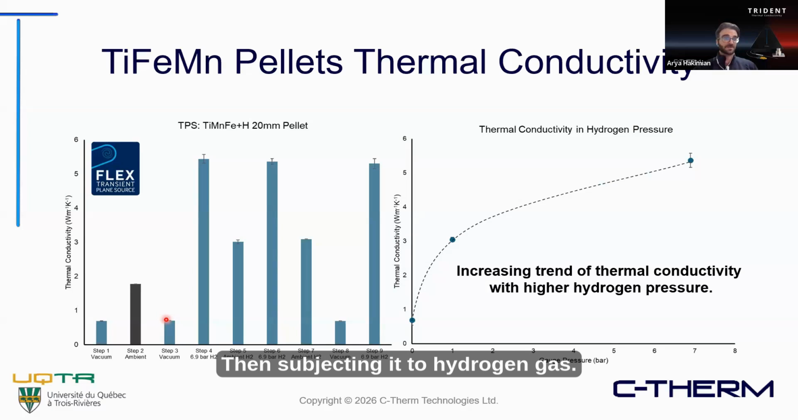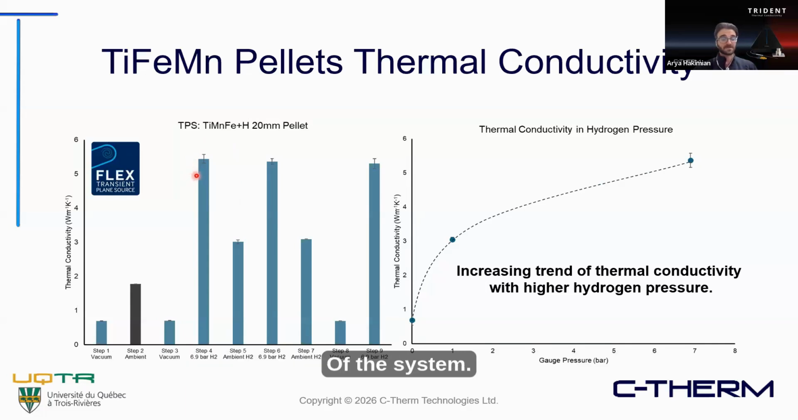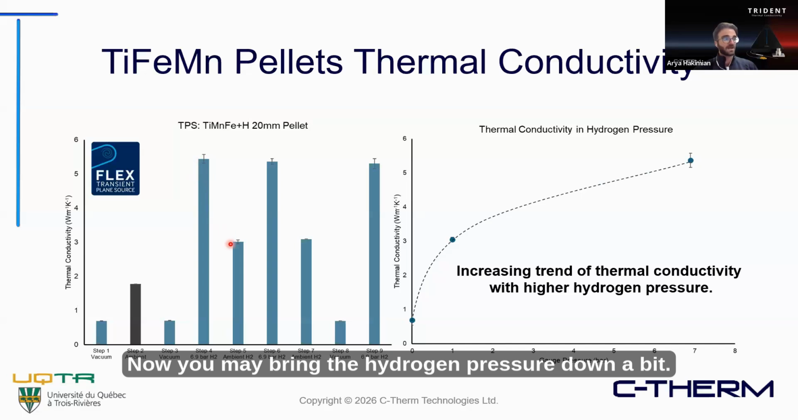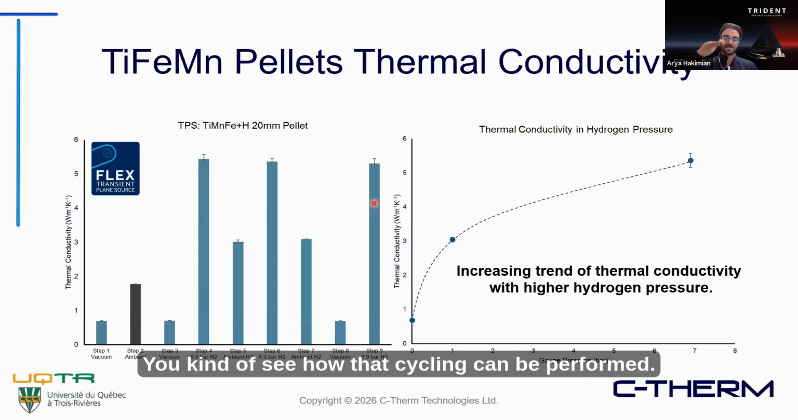Then subjecting it to hydrogen gas, and we can see that big jump in how that is influencing the effective thermal conductivity of the system. Now you may bring the hydrogen pressure down a bit, bring it back up, down, then vacuum. You can see how that cycling can be performed.